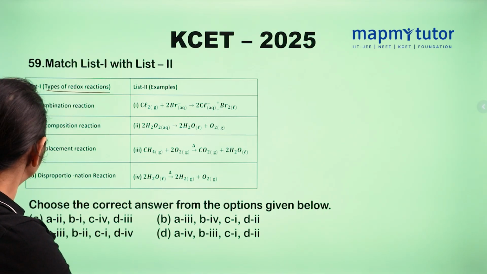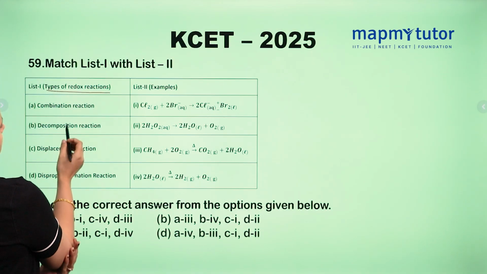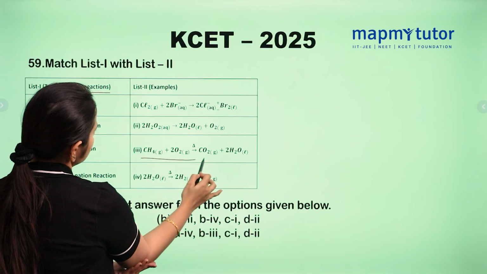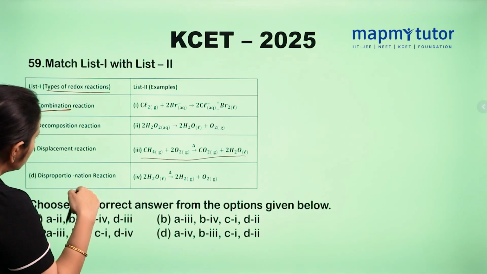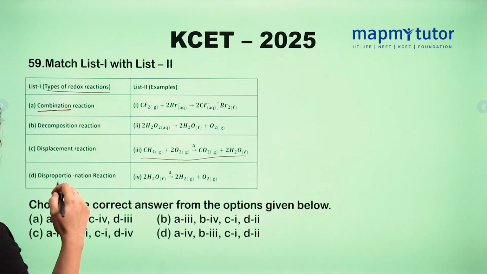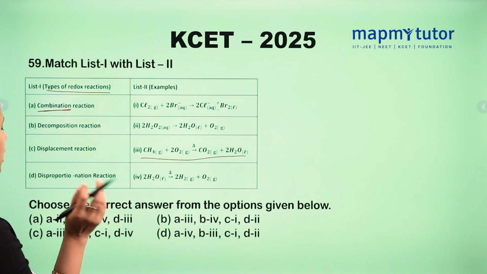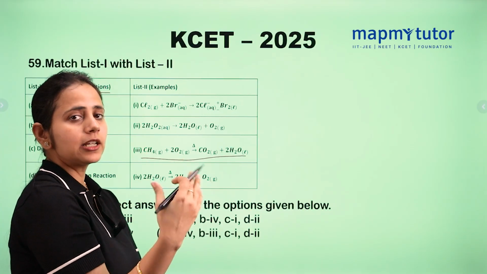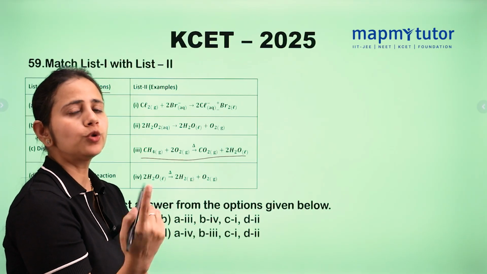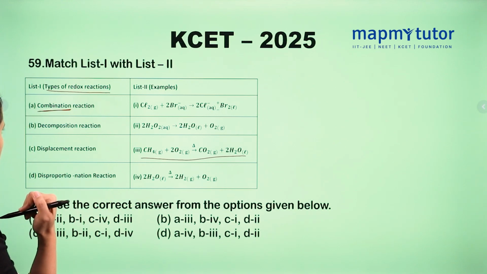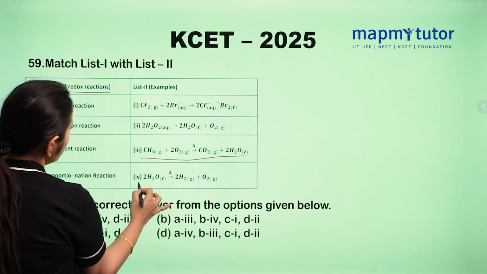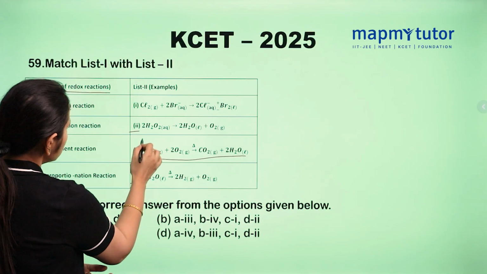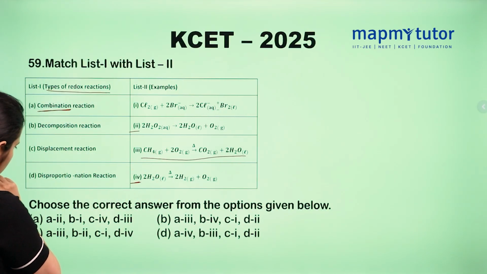I don't think so. But if we consider this as a combustion reaction, then this is a combustion reaction. Let's move on to the next options, then we will see. Next is a decomposition reaction. A decomposition reaction is when a single reactant decomposes or breaks down into two or more products. So here, this fourth and second, both are decomposing, so they both can be a decomposition reaction.